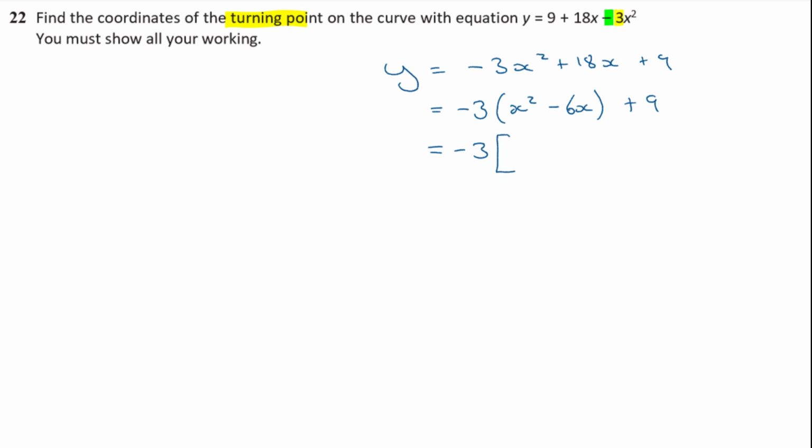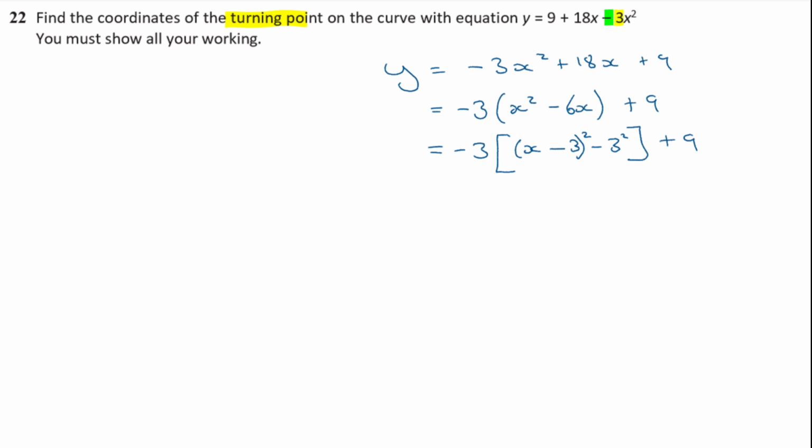So I'm going to put a chunky bracket in there because I've got two brackets to do and I want to distinguish between the two. So I'm going to replace x squared minus 6x with x minus half of 6, which is 3, all squared. By replacing x squared minus 6x with x minus 3 all squared, I've introduced 3 squared more than there was to start with, so I need to take that away again, plus my 9 on the end.